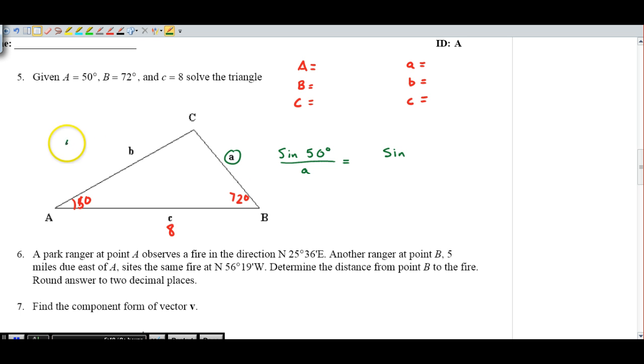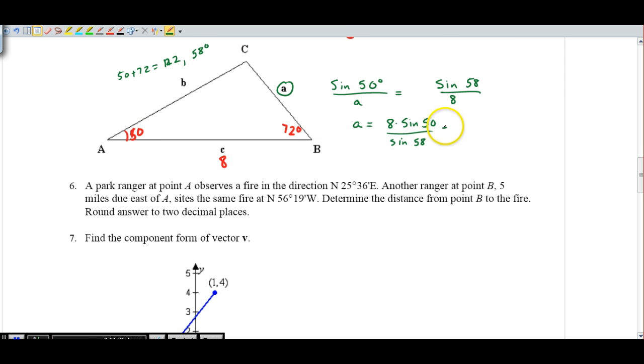Now C is not bad. I take 50 plus 72. Let's figure that out. Sorry. This is 122. Take away 180 and I get 58 degrees. So the sine of 58 over 8. So A is equal to 8 times the sine of 50 divided by the sine of 58. So A is about 7.22.